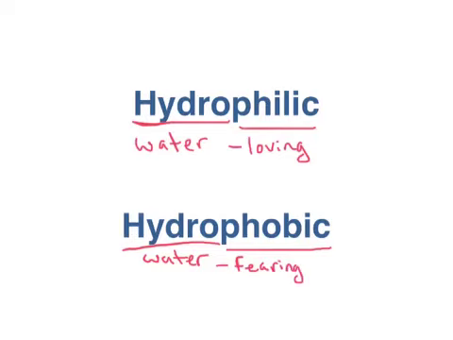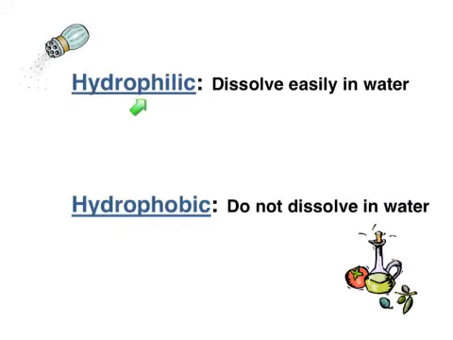So that's all well and good, but now what does that really mean? Hydrophilic, water-loving compounds or molecules are those that dissolve easily in water. So these include ionic compounds, like salt. They dissolve very easily in water.